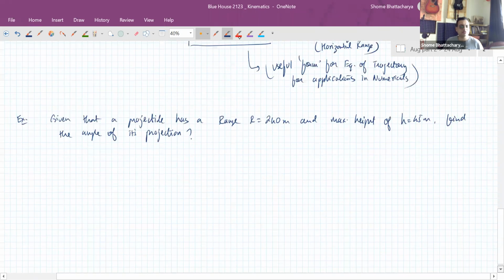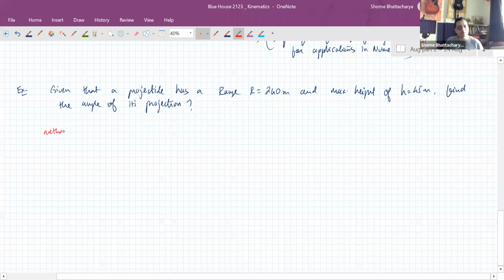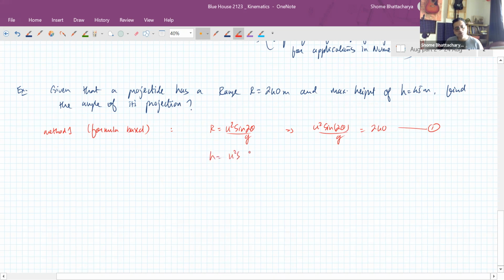Now I'll explain two different methods of solving this question. Method one is the formula based method, which most people will apply. There's nothing wrong with this. Range's formula is u square sine 2 theta by g. So it is given that u square sine 2 theta by g is equal to 240 meters. This is my equation one. The formula for maximum height is u square sine square theta by 2g, and it's given that this value is equal to 45 meters. That's my equation two. Now from this we want to find theta.